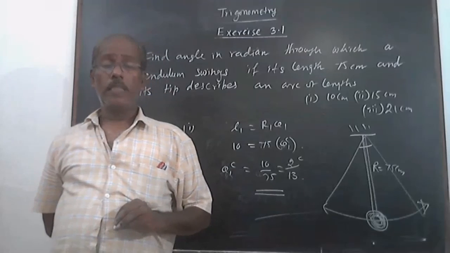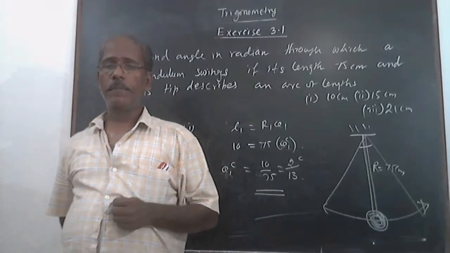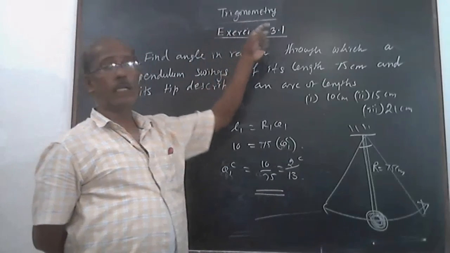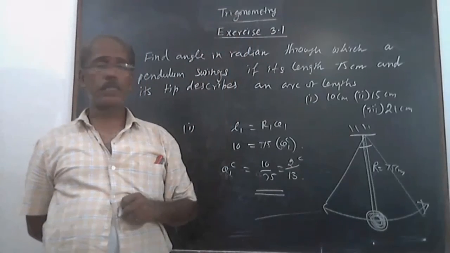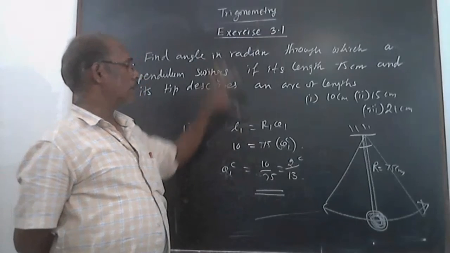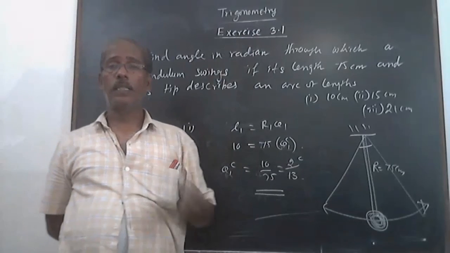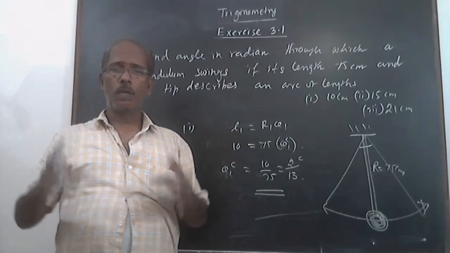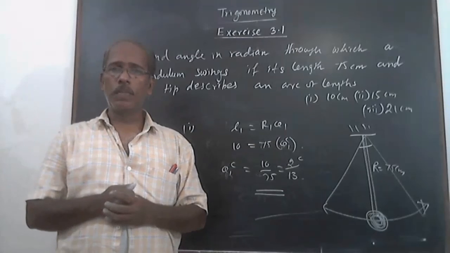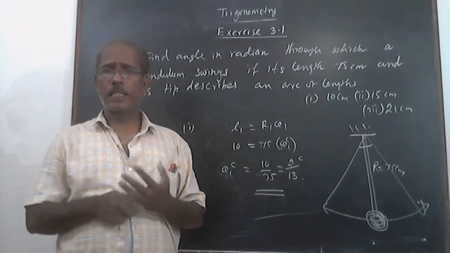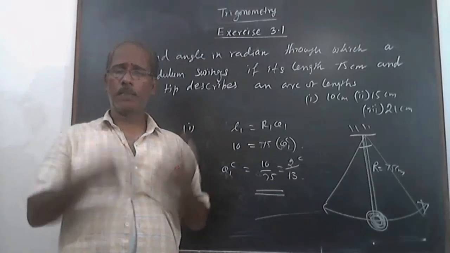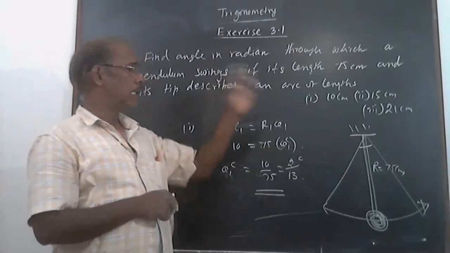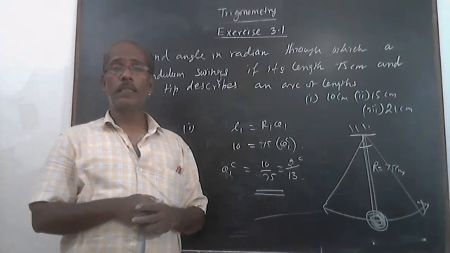So, dear student, I have completed the first exercise of the chapter trigonometry 3.1. In the previous session, we discussed the example. In this session, we have discussed the complete exercise. In the next one, we will discuss how to find various trigonometric ratios for different natures of angle, acute angle or obtuse angle, in the first quadrant, second quadrant, third quadrant, fourth quadrant. That kind of question will be discussed in the next session.